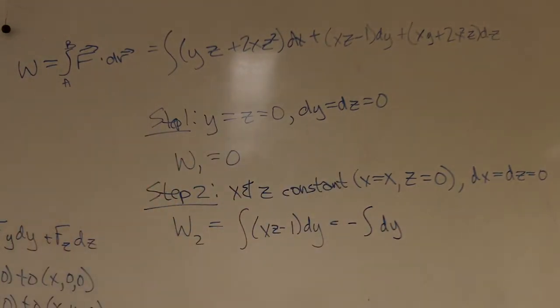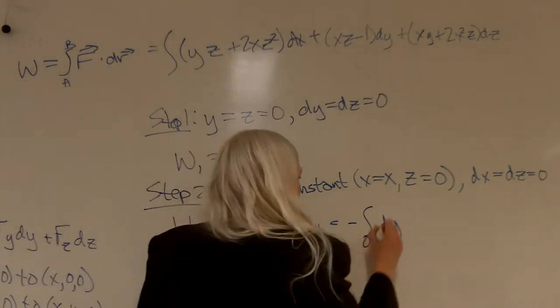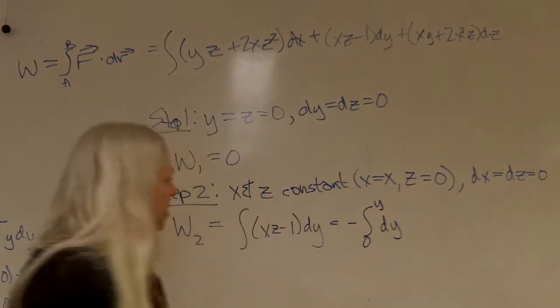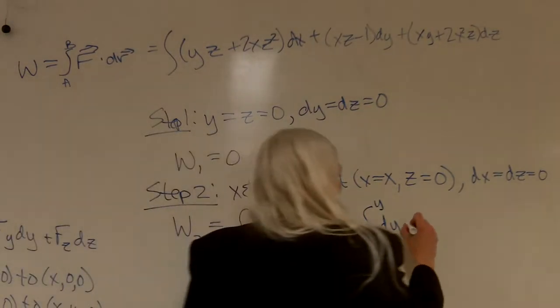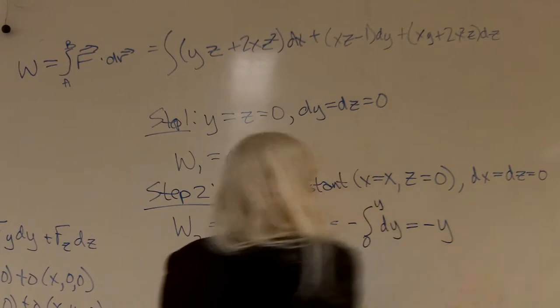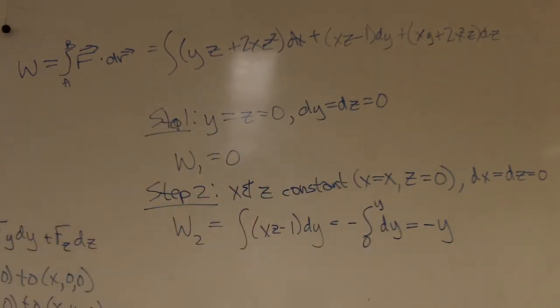And now this is just an ordinary integral over y, so I can put limits on it, reflecting my starting value of y, which is 0, and my ending value of y, which is just the generic number I called y. So the limits are from 0 to y. So, of course, when we integrate this and evaluate it, those limits will just give us minus y.